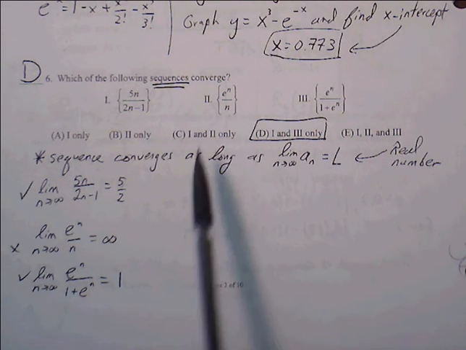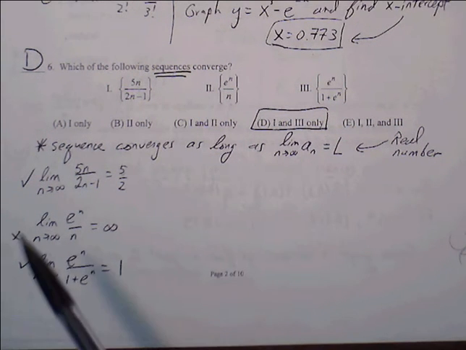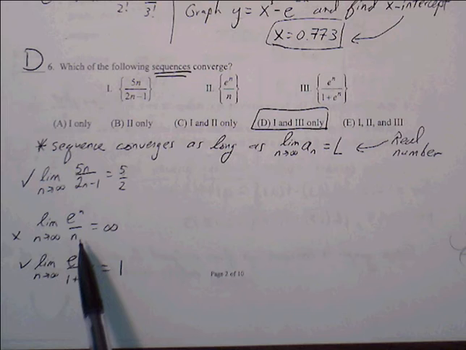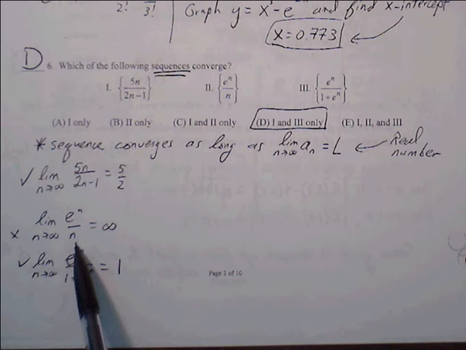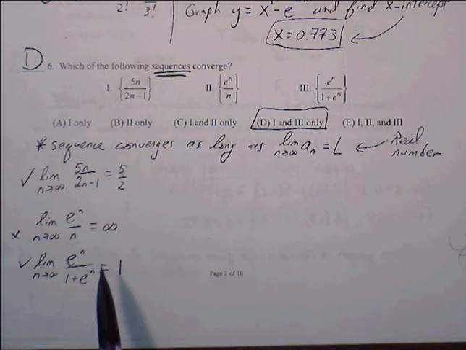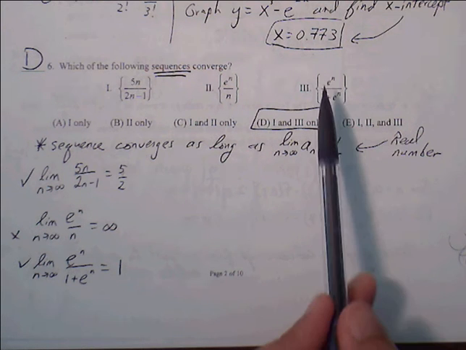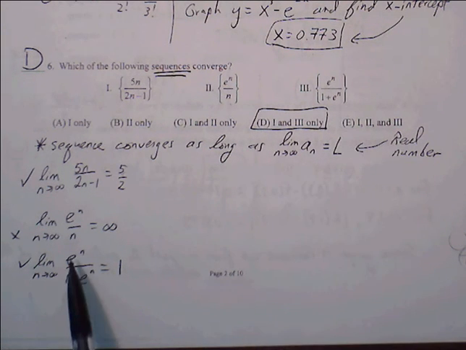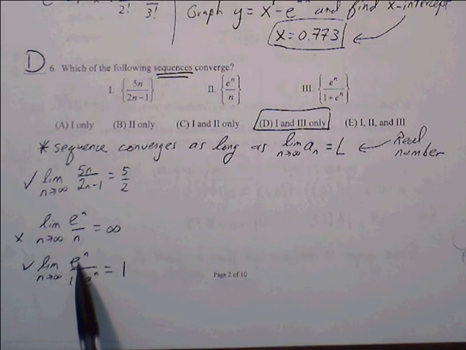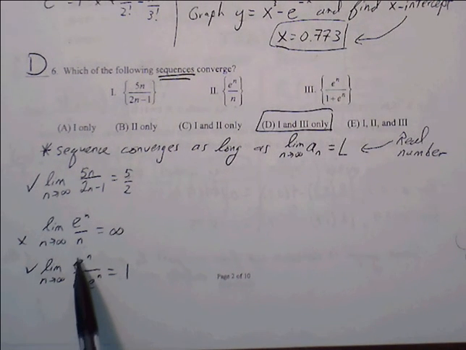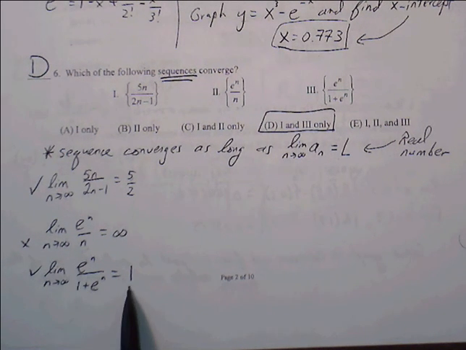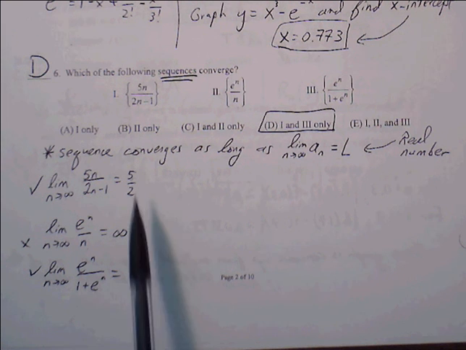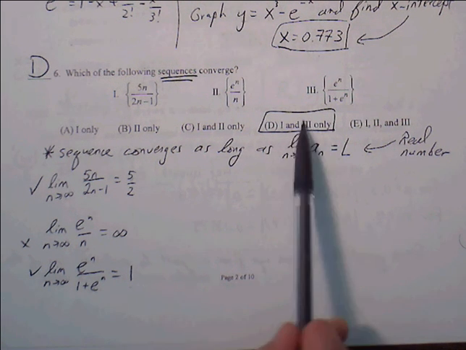E to the n over n: we're looking at an exponential function over an algebraic one. So we know exponential will grow at a faster rate than the algebraic, so this sequence will diverge to infinity. Okay, third one, e to the n over 1 plus e to the n. Think of these as like degrees. The highest degree is with this exponential function, and because they are the same, we just look at the leading coefficients. So 1 over 1 is equal to 1. So we know that this rule of sequence will converge to 1. So therefore, only the first and third sequence will converge. So answer choice D.